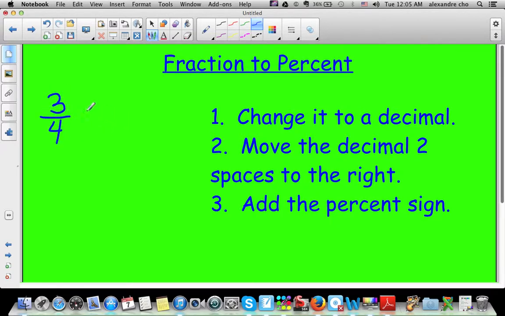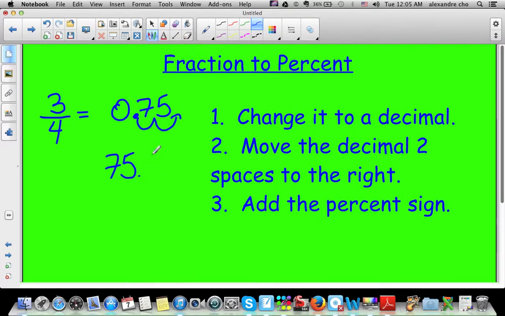3 over 4, you change it to a decimal. You're going to divide 3 by 4, and that's going to end up getting you 0.75. So, step 1 is done. We change it to a decimal. Now we're going to change this to a percent. And to change it to percent, we're going to move this decimal 2 spaces to the right, 1 and 2. So it ends up being next to the 5. So clean that up. It becomes 75.